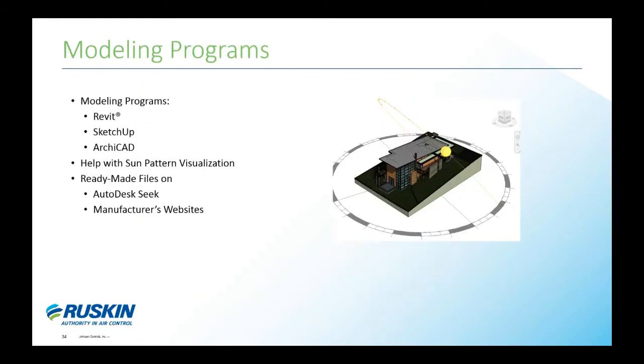To assist in the process of design, there are modeling programs to assist in design for the previously mentioned inputs. There are 3D modeling programs such as Revit, SketchUp, and ArchiCAD that help with sun pattern visualization. Manufacturers create ready-made sunshade models for programs such as Revit in order to incorporate into your project. These models can be found online on manufacturers' websites or in industry websites such as Autodesk Seek.